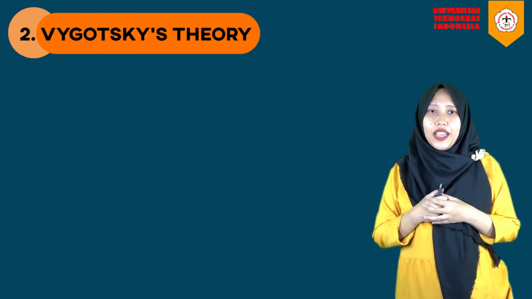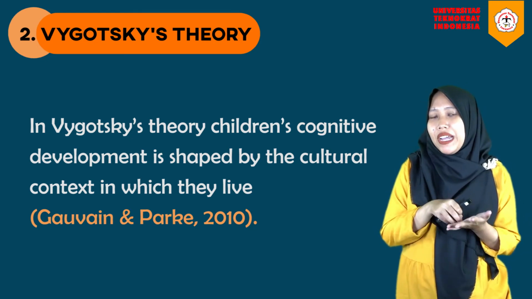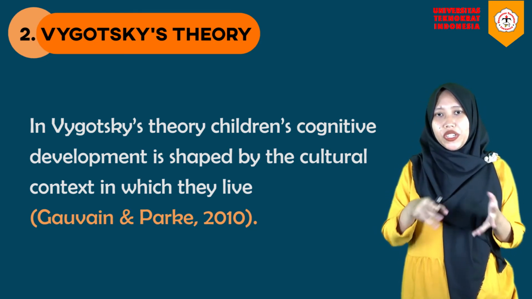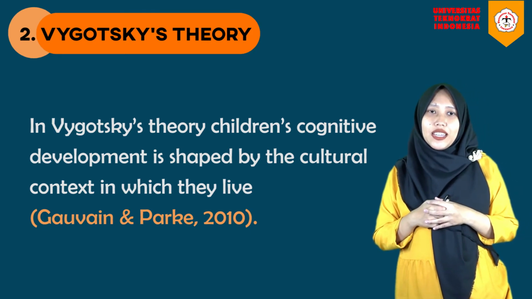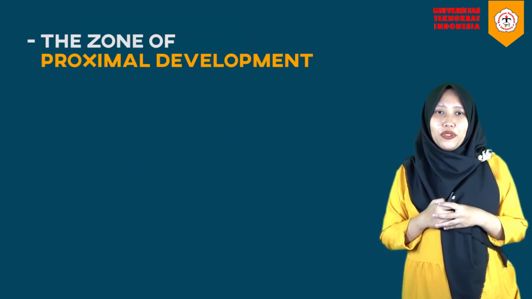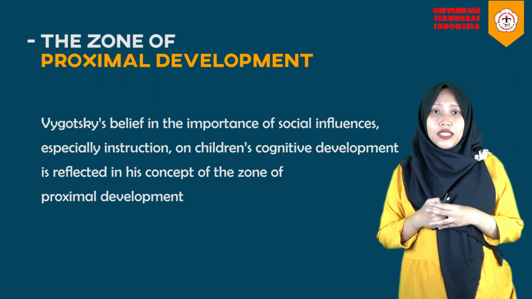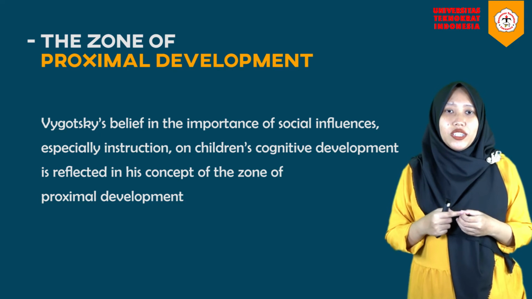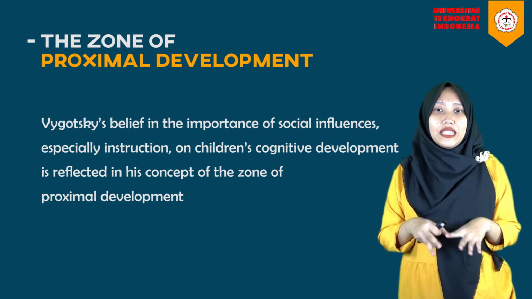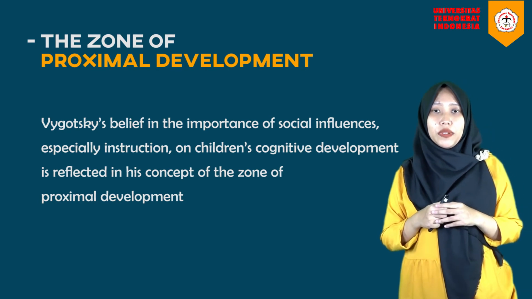The second one, Vygotsky's theories. In Vygotsky's theories, children's cognitive development is shaped by the cultural context in which they live. There are some terms you need to know according to Vygotsky's theory. The first, the zone of proximal development. This belief in the importance of social influences, especially instruction, on children's cognitive development is reflected in his concept of the zone of proximal development.